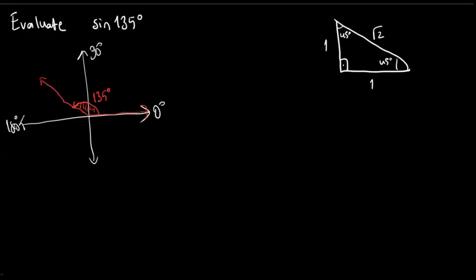Look, this is the x-axis, you see? And this is the terminal side, right? So now, this angle is going to be my reference angle. How can I calculate it? So, this is 180 degrees. And this part is 135 degrees. So 180 minus 135, I'll get 45 degrees.